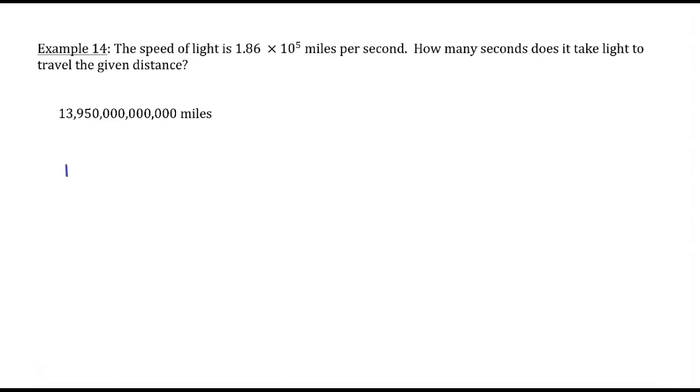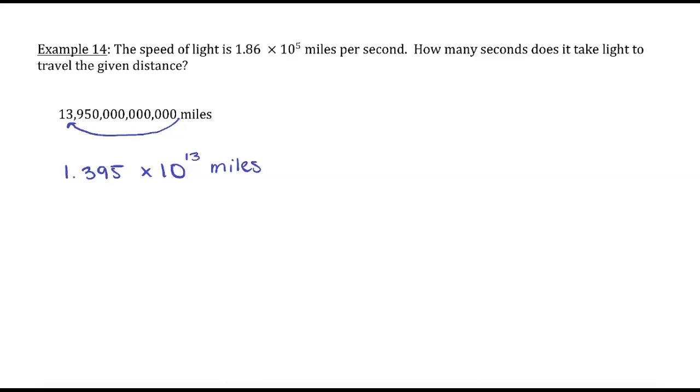We will write this as 1.395 times 10 raised to some exponent. How many places did we need to move the decimal to get from here all the way to here? That's 13 places, so this is 10 raised to the exponent of 13. So now we've written this large amount of miles in scientific notation. So how many seconds does it take light to go this distance?